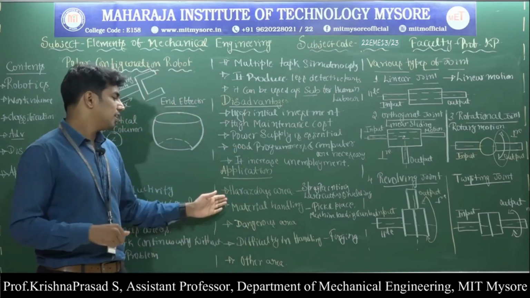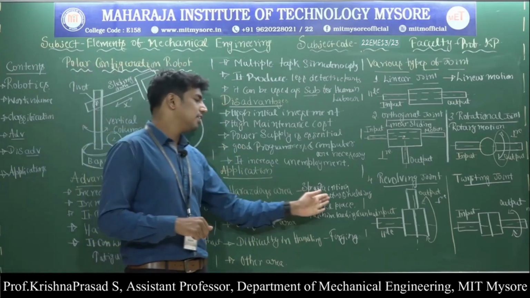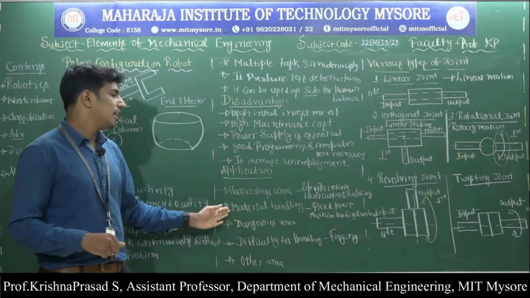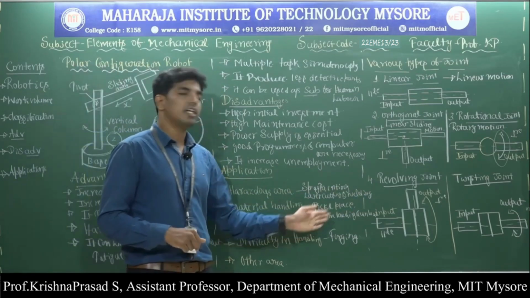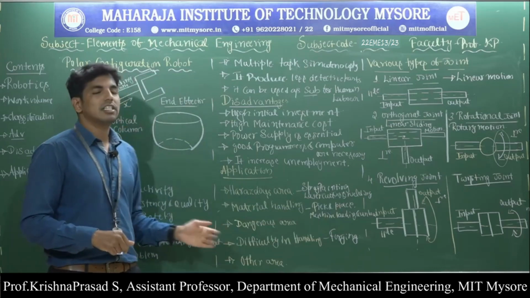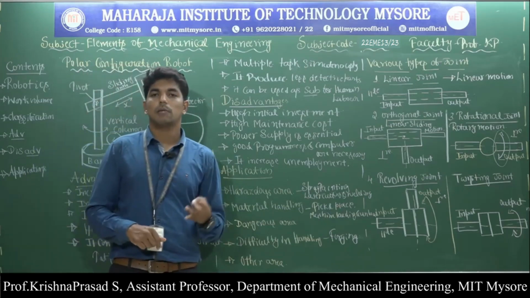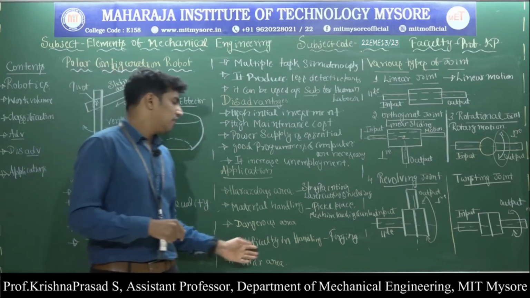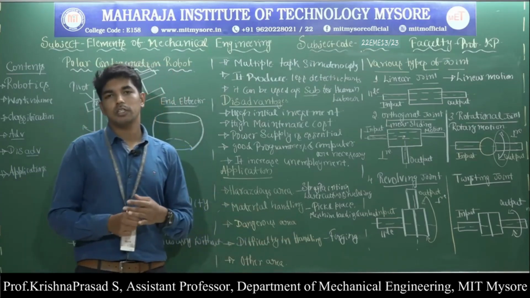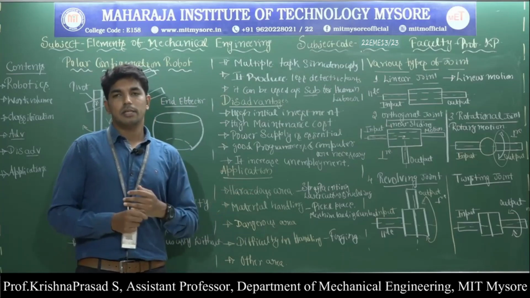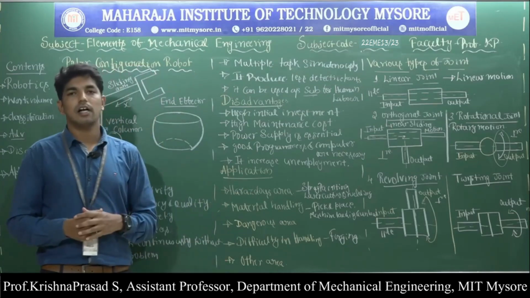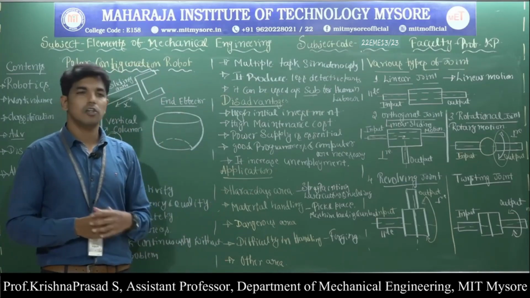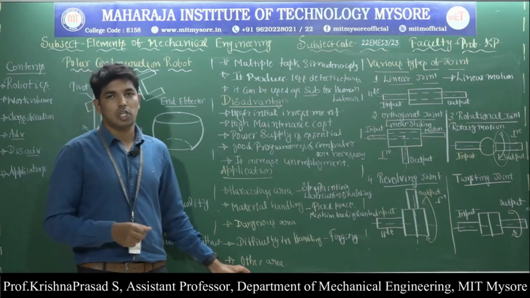So some of the areas are hazardous areas like spray painting, laser cutting and welding; material handling like pick and place operations and machine loading and unloading; dangerous areas like nuclear power plants, thermal power plants and atomic research centers; difficulty in handling like forging and heat treatment operations; and other areas like the agricultural sector and construction field, where we can also use the industrial robot.